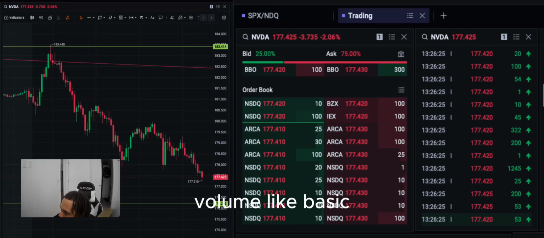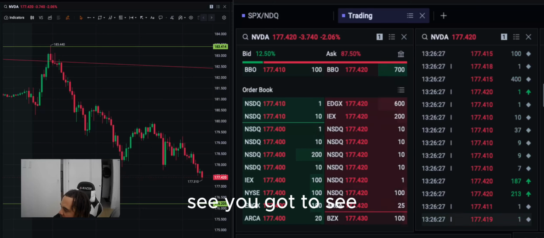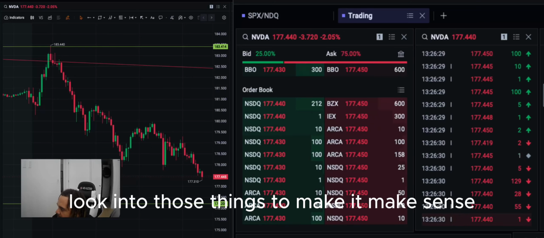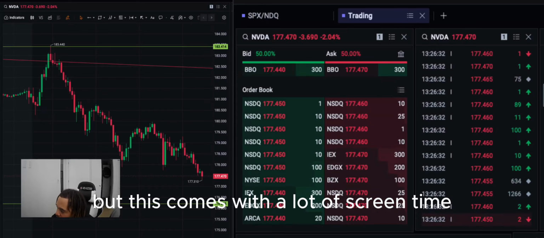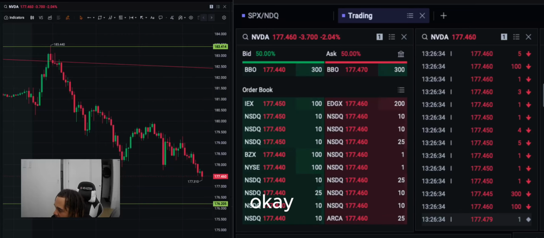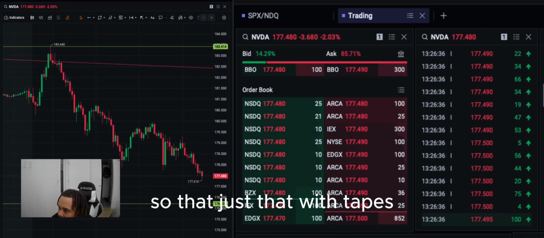See how much volume, like basically the order of the trades. Like, see, you got to look into those things to make it make sense. And yes, it comes fast, but this comes with a lot of screen time that you guys need to take advantage of. Okay, so that's just that with tapes.